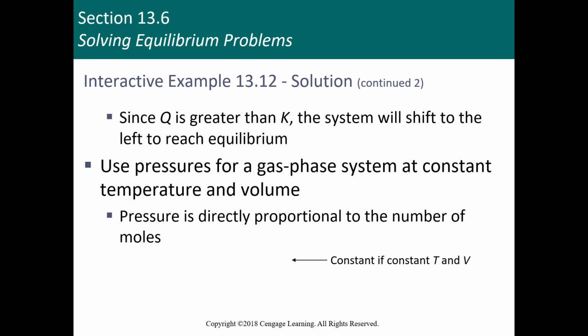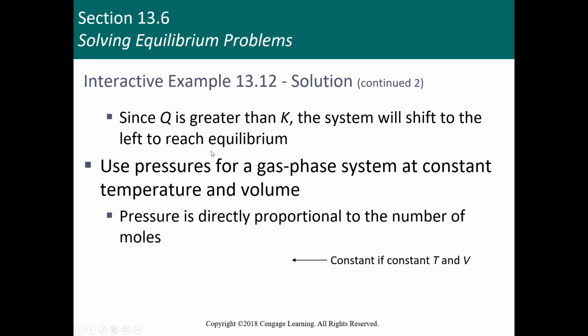Another way of thinking about that is if Q is greater than K, you have to remove some of the numerator, which is product, right? You have to increase the denominator, which is the reactants. And so you have to get rid of product to make reactant.